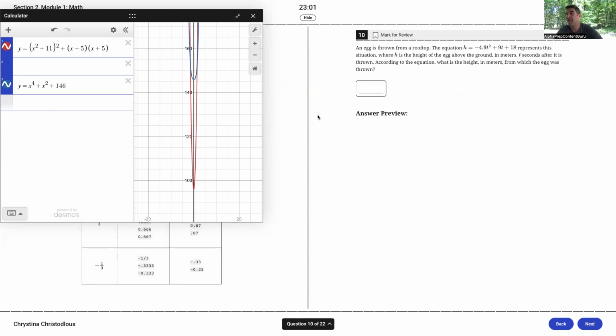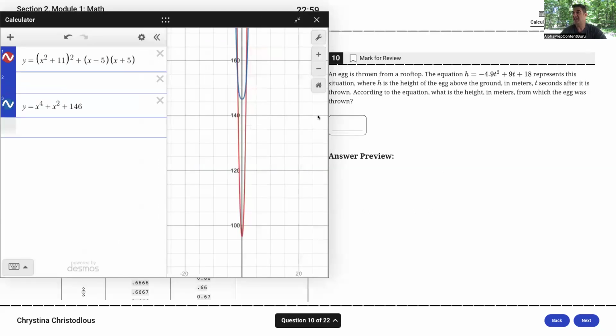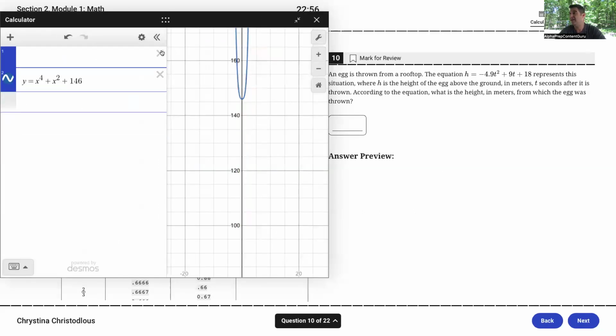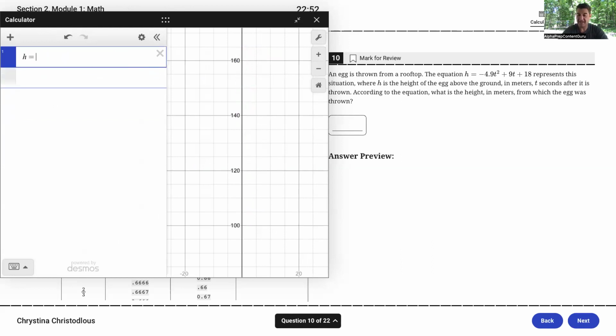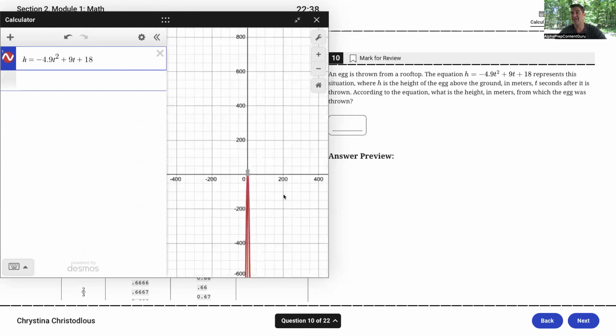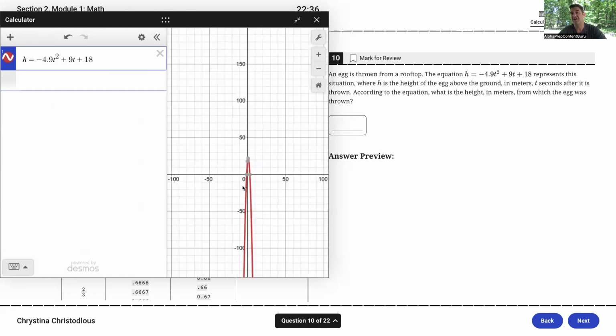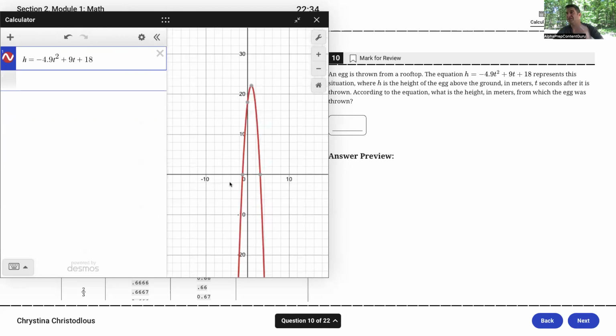Let's rock. An egg is thrown from the rooftop, and I have an equation. Sweet. The equation in this case, which I'll just put in, is h equals negative 4.9 t squared plus 9t plus 18. So h is the y value and t is the x value. I'll go ahead and zoom out so I can see this thing. Here it is. I'll zoom in down here.